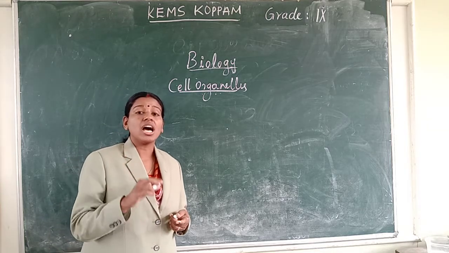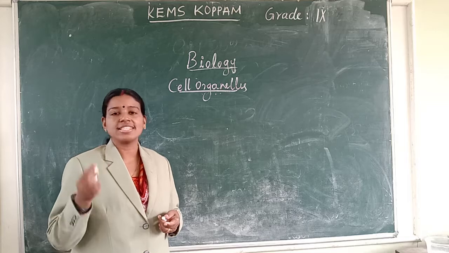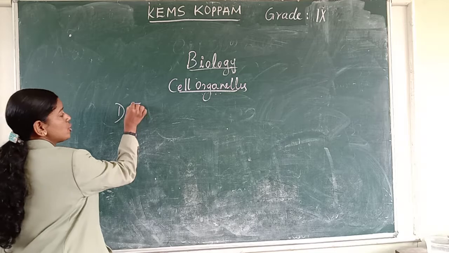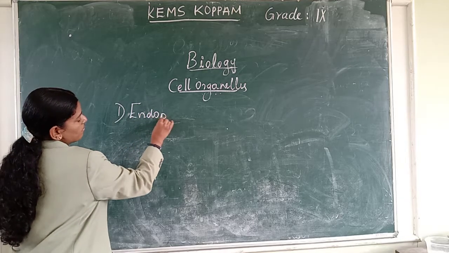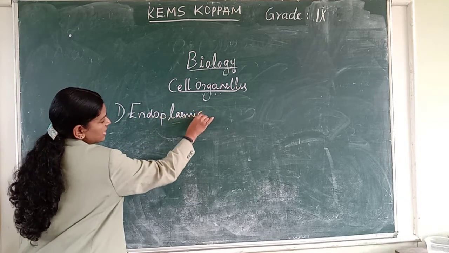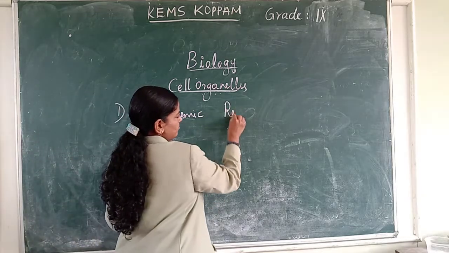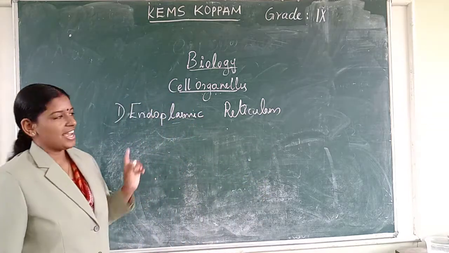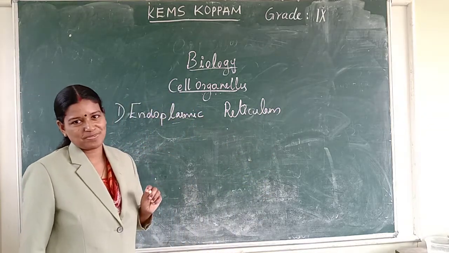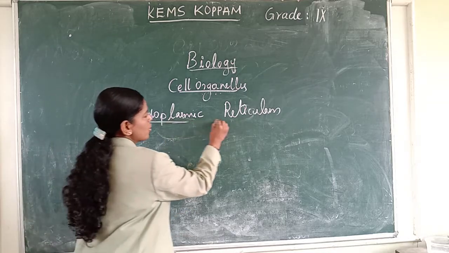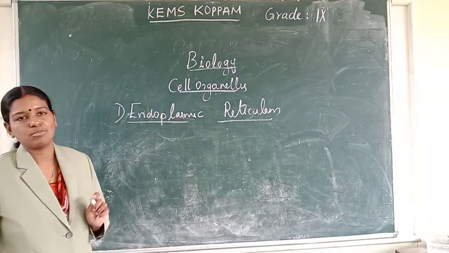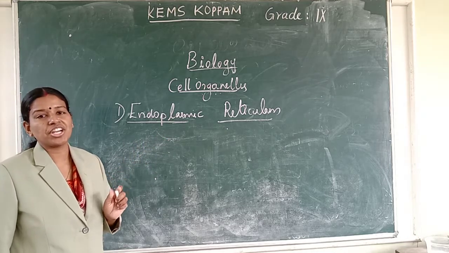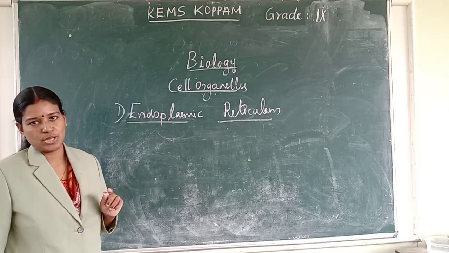Now, which are the different cell organelles which we can see in a eukaryotic cell? The first one is the endoplasmic reticulum. This is the first cell organelle that we are going to study. What is the endoplasmic reticulum? We will look at its function and how it is made up, every part of the endoplasmic reticulum.